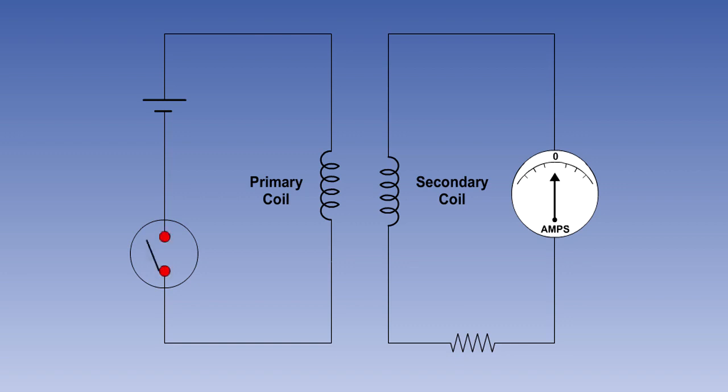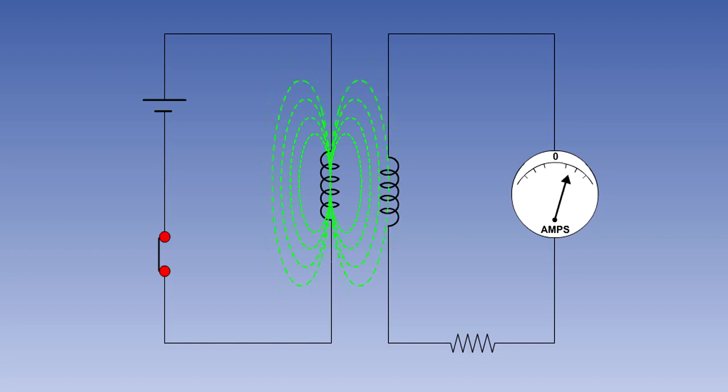With the switch open, there will be no current flowing, so there will be no magnetic field around the primary coil. When the switch is closed, current will begin to flow, and a magnetic field will build around the primary coil. As this field expands out from the coil, it will cut through the turns of the secondary coil, inducing a voltage in it, causing a current to flow. Once the current flow in the primary circuit stabilizes, the magnetic field will also stabilize.